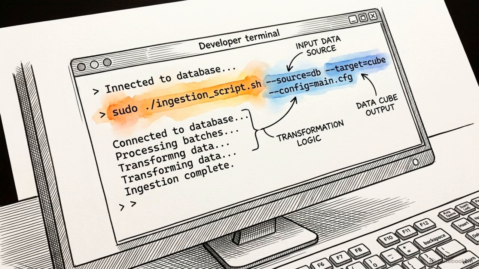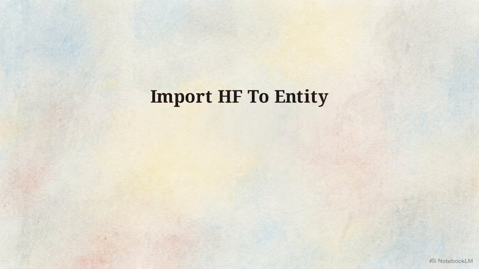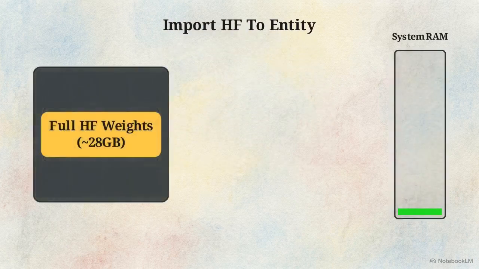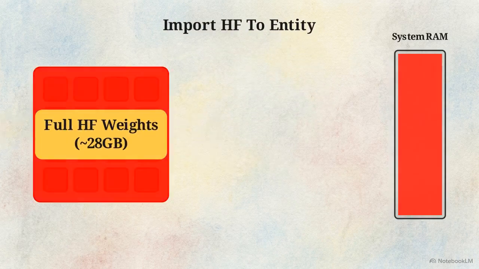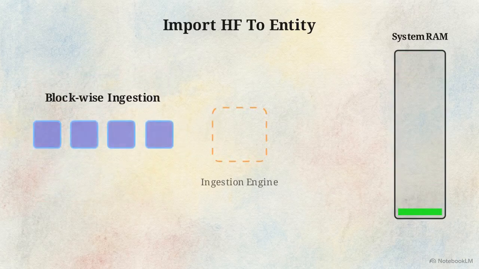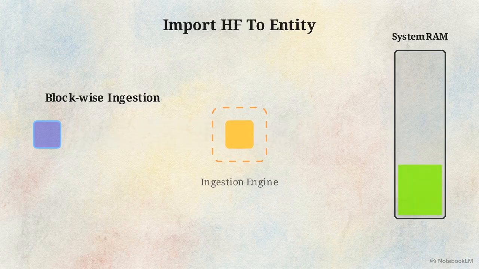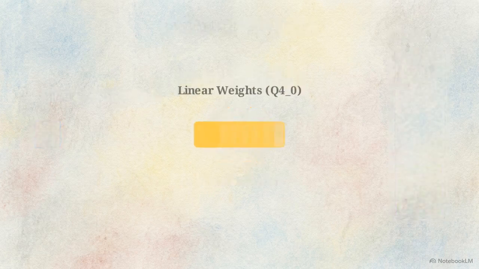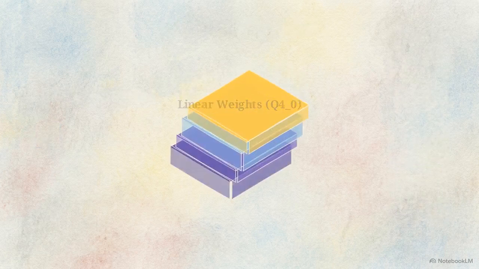To use this format with existing open-source models, we use a specific ingestion process. This is handled by a function called import HF to entity. Instead of attempting to load massive models all at once, it utilizes a blockwise ingestion mechanism. Pulling in one transformer block at a time prevents massive spikes in RAM, allowing consumer hardware to compile large language models that would otherwise exceed available system memory.